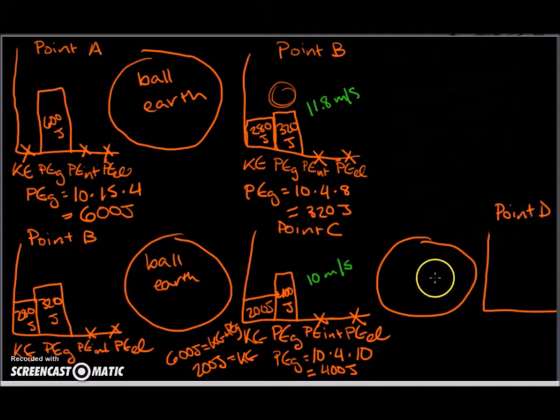Our system hasn't changed because nothing outside is acting on the system, so it's the ball, earth system. We have kinetic energy, potential energy gravity, potential energy internal, and potential energy elastic. We still have no friction, so we have no internal potential energy. We have no spring, so we have no elastic potential energy.